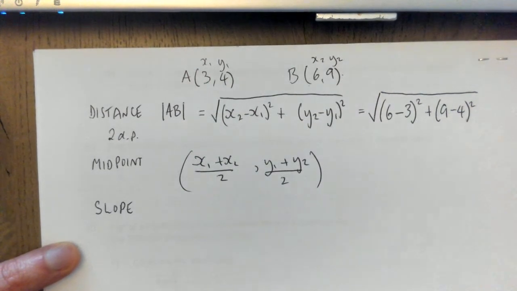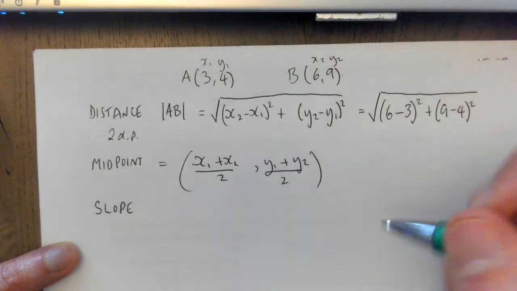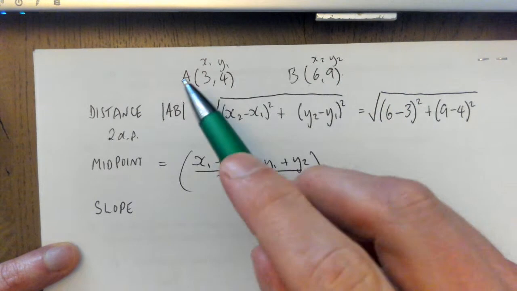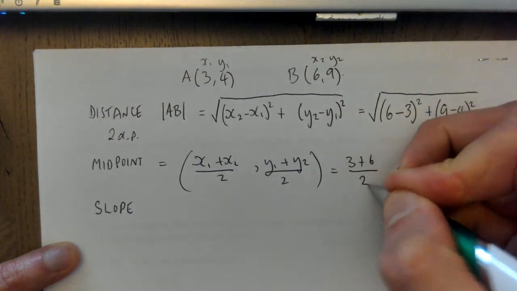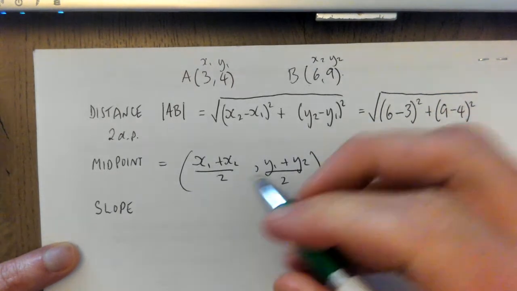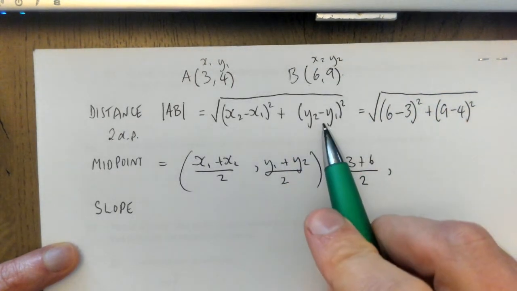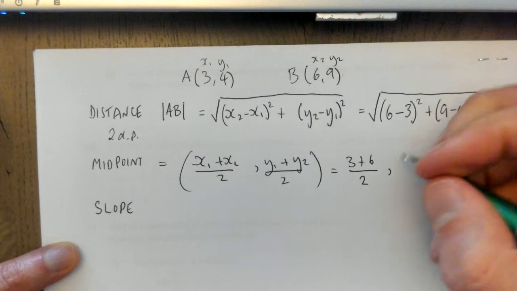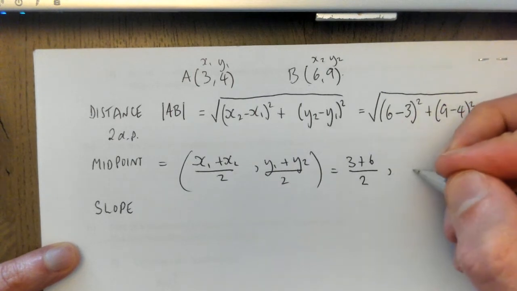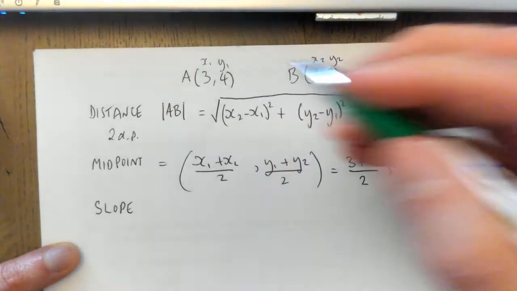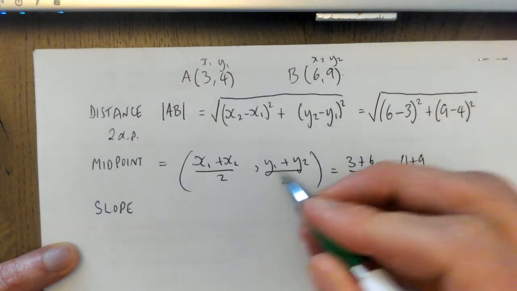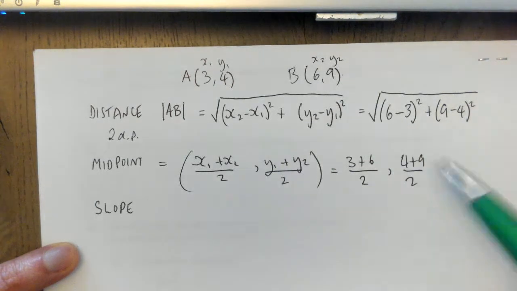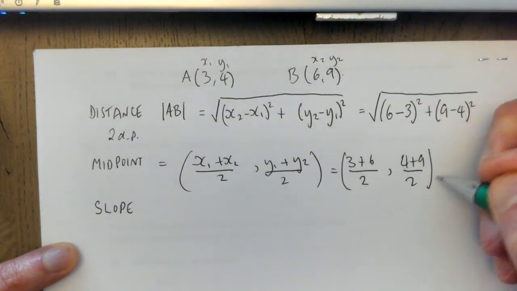Okay, the midpoint, again, go to your tables. That's what's given to you for the midpoint. Okay, so we just use the numbers again. We go x1 and x2, 3 plus 6, all over 2, comma, because we're looking for coordinates now. Here we're looking for a distance, here we're looking for coordinates, so that's why there's a comma there, the x coordinate and the y coordinate. 4 plus 9, y1 plus y2 is 4 plus 9. Okay, and we simplify then as much as possible.